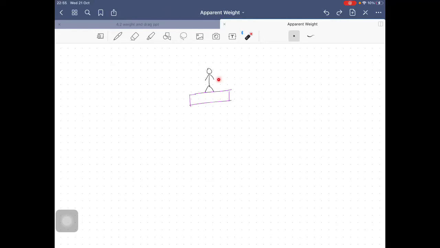Let us consider a person standing on a scale. The force on the person by the scale will be F scale in the upward direction. The force on the person by gravity: because the person has mass m, he experiences a force due to gravity, mass times the gravity.